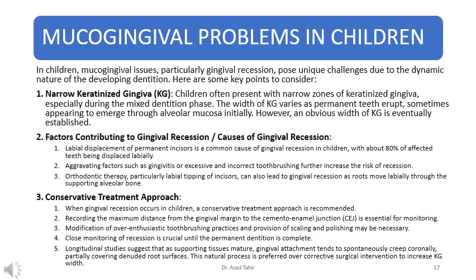Longitudinal studies suggest that as supporting tissues mature, gingival attachment tends to spontaneously creep coronally, partially covering denuded root surfaces. This natural process is preferred over corrective surgical intervention to increase KG width. Understanding the dynamics of mucogingival problems in children and adopting a conservative treatment approach can help mitigate the impact of gingival recession and promote optimal periodontal health as the dentition matures.